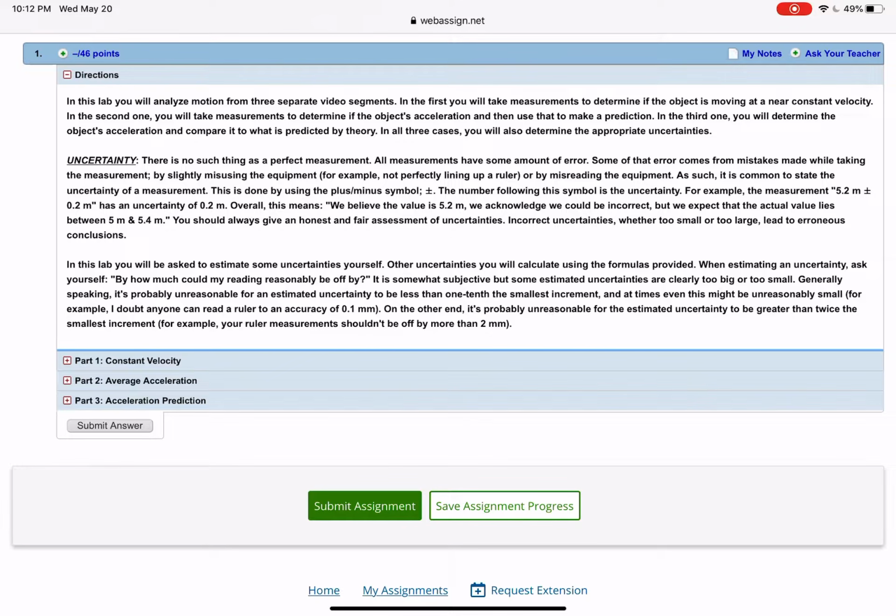There is no such thing as a perfect measurement. There is always some uncertainty in our measurement, and we want to take that into account. And you're going to be making estimates of what the uncertainty is and also doing calculations. So let's take a look at the first part.